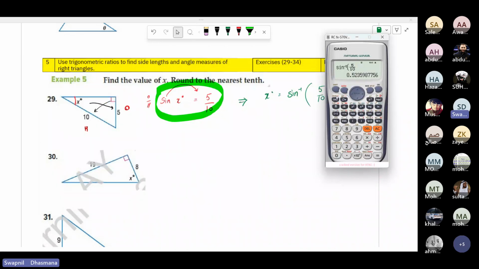I'm showing you something. See, I write this like shift sine, 5 over 10. I'm getting this answer. This answer is okay but this is pi, meaning radians. If I do SD I'm getting this. Is this the correct answer? No, because it cannot be 0.5. So it's wrong, something is wrong.